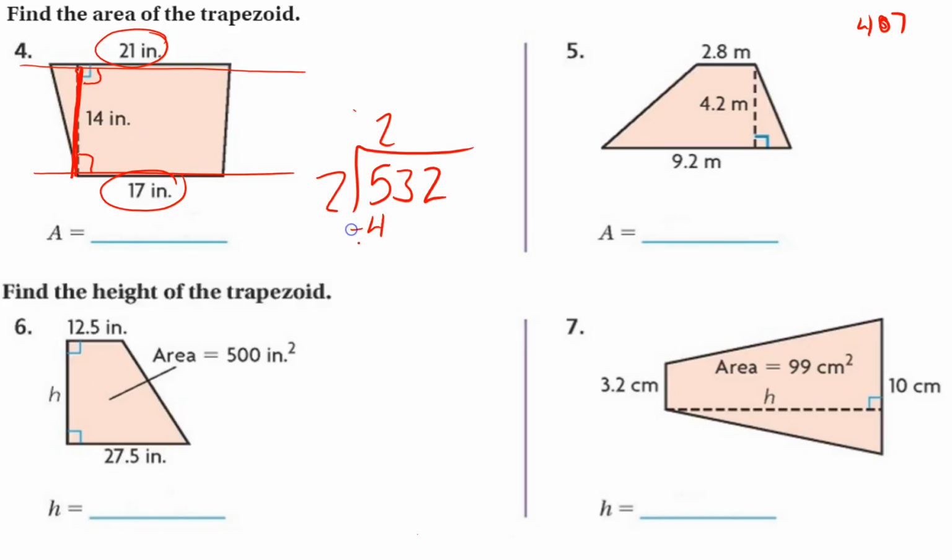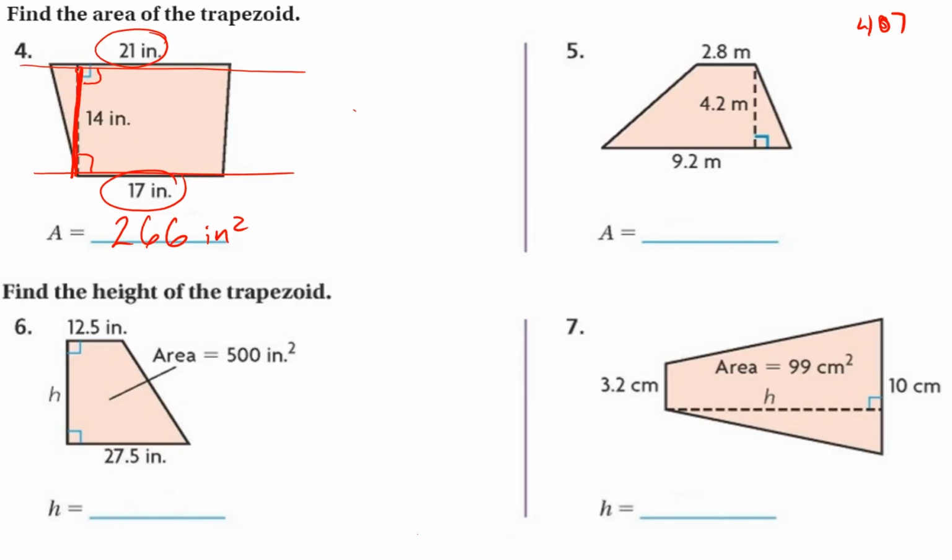2 goes into 5 2 times. 2 times 2 is 4. Subtract gives me 1. Bring down my 3. 2 goes into 13, 6 times? 6 times 2 is 12. Subtract gives me 1. Bring down my 2. 2 goes into 12 6 times. So my answer is 266 inches. Since it's area, it's inches squared.